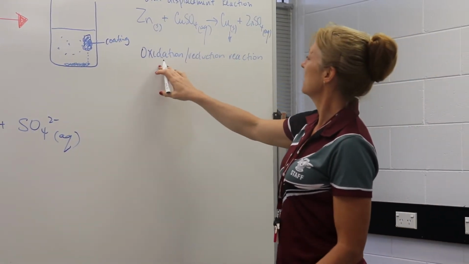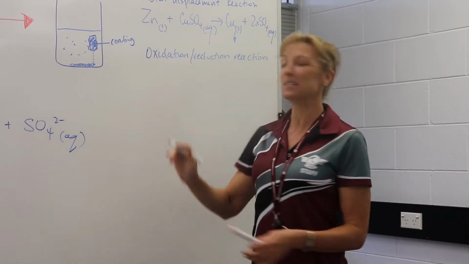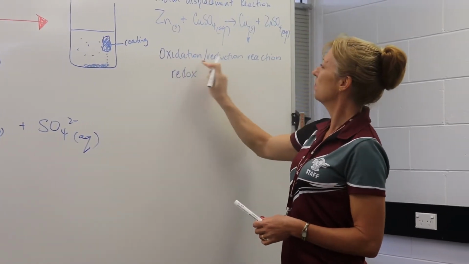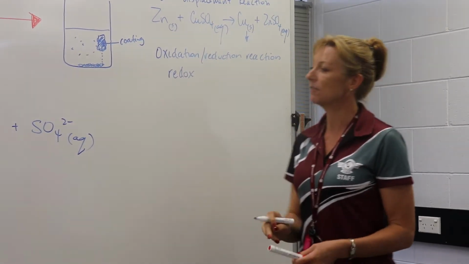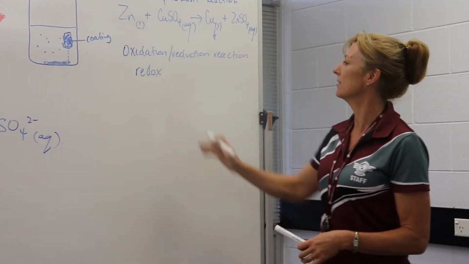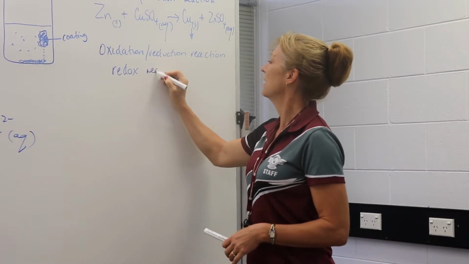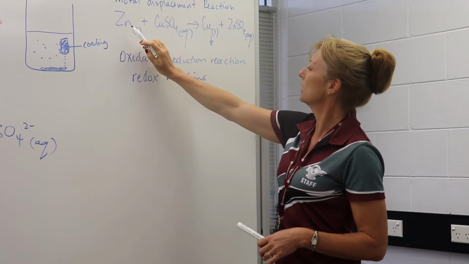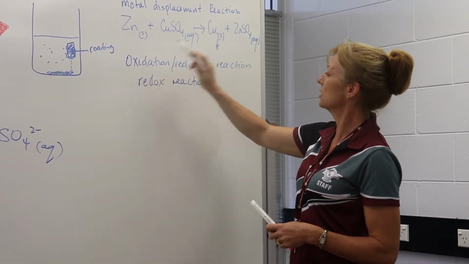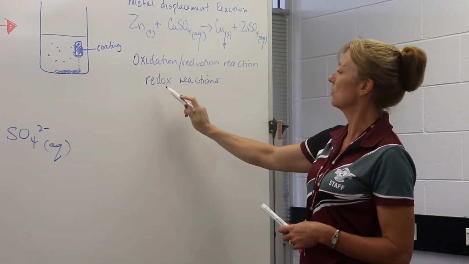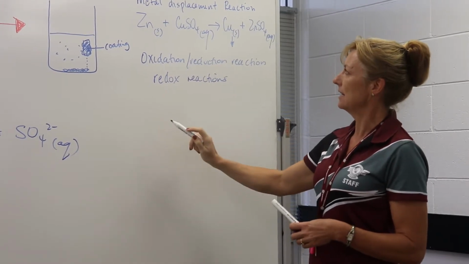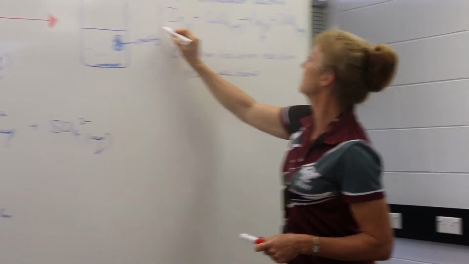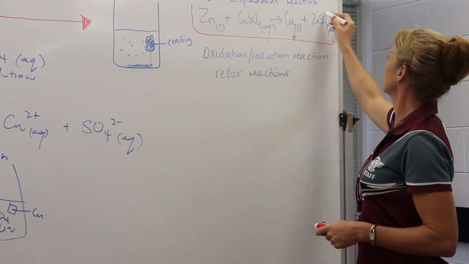So this is another name, and yet another name for the same thing is redox. Redox is combining those two because chemists are very lazy and they like to truncate everything. So redox reaction. They're all names for the same thing. So this is a metal displacement reaction. It's also an oxidation reduction reaction. It's also a redox reaction. And now I'm going to show you why this is a redox reaction.